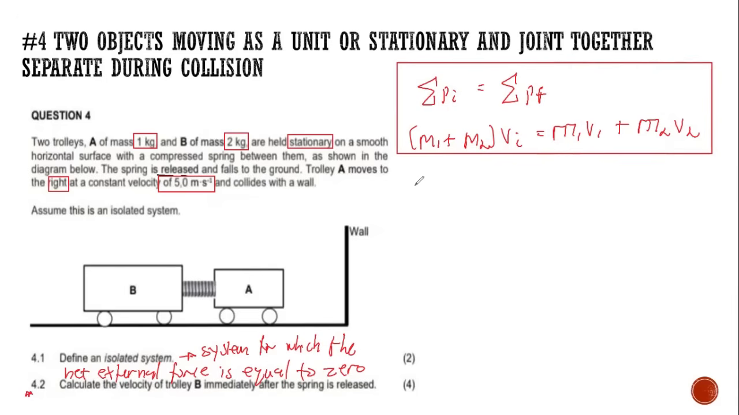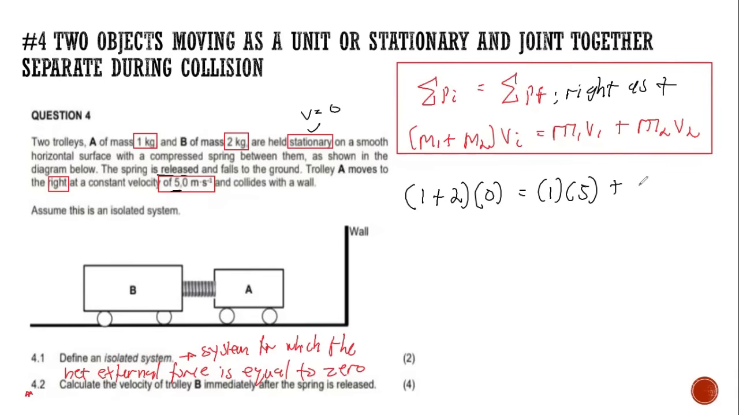Now, this is how we tackle that one. Mass A is 1 kg and mass of B is 2 kg, and they share the same initial velocity, which is 0, stationary. Then mass 1 is 1, and the spring is released and trolley A moves to the right at a constant velocity of 5 meters per second. So that's 5, plus, and here we are taking right as positive, and here it's 2 times v2, since we are trying to calculate the velocity of B.